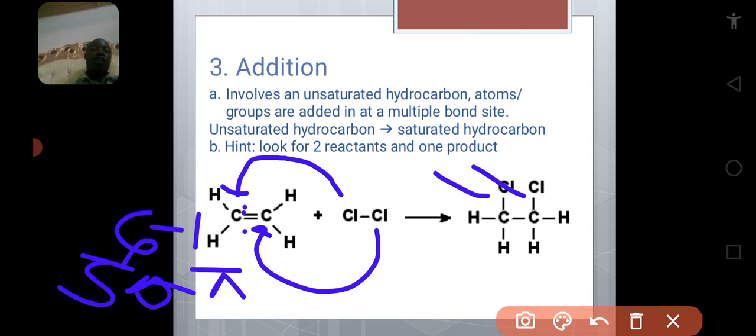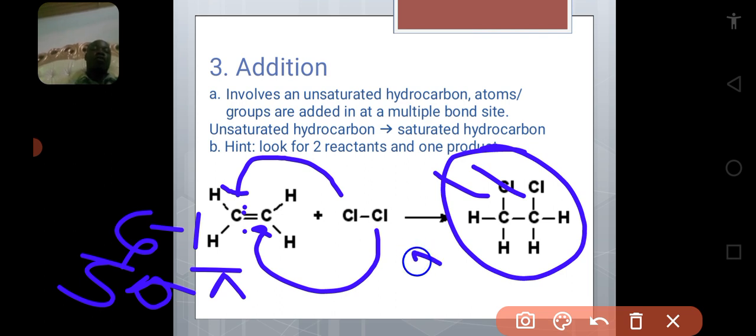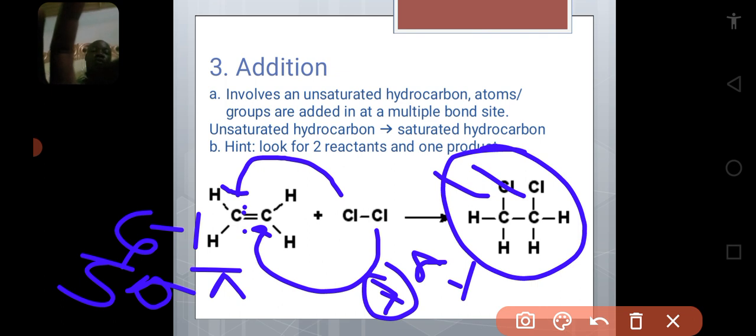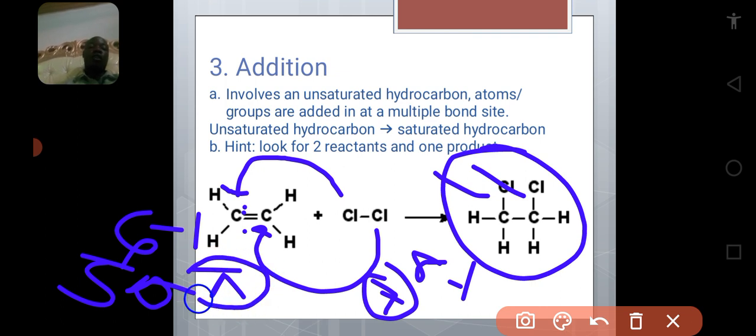And here we count the number of atoms in total. We have 1, 2, 3, 4, 5, 6, 7, 8. So we have 8, and 8 minus 1, we have 7. So we have 7 sigma bonds. Therefore, whenever you destroy one pi bond, you always create two sigma bonds. So that is this.